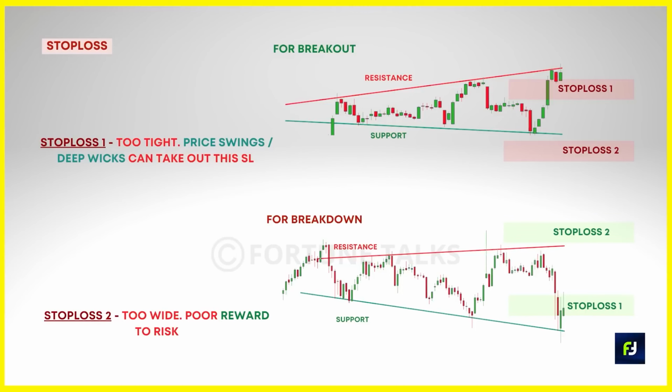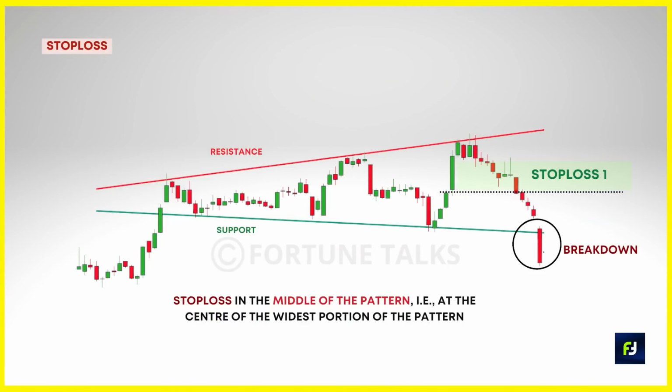One stop loss is too tight and any price swing with long wicks can take out your stop loss, while the other stop loss is too wide, which will give you a poor risk to reward. So what will we do? One way to counter this issue is to place your stop loss in the middle of the pattern, that is at the center of the widest point of the pattern.